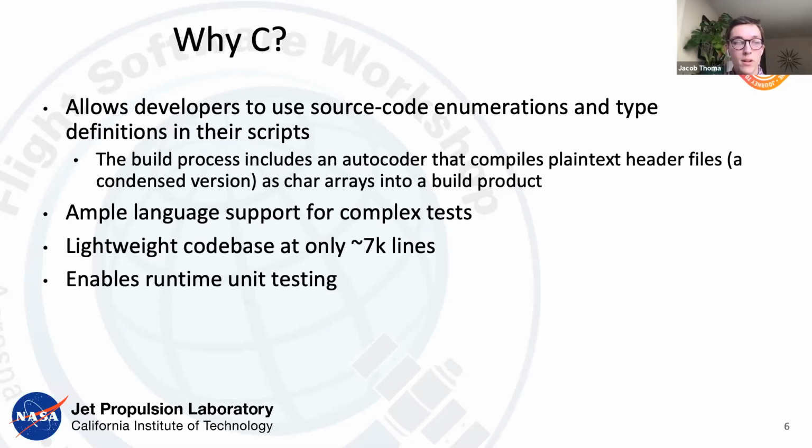The C interpreter also has a lightweight code base at only around 7,000 lines. So that means it's easier to debug the interpreter itself or to add features and things like that. And lastly, it enables runtime unit testing. Our old unit testing system was C tests written in C compiled for Linux. And the integrated tests feel a lot like the unit tests since they're also written in C, but have access to a lot more functionality.